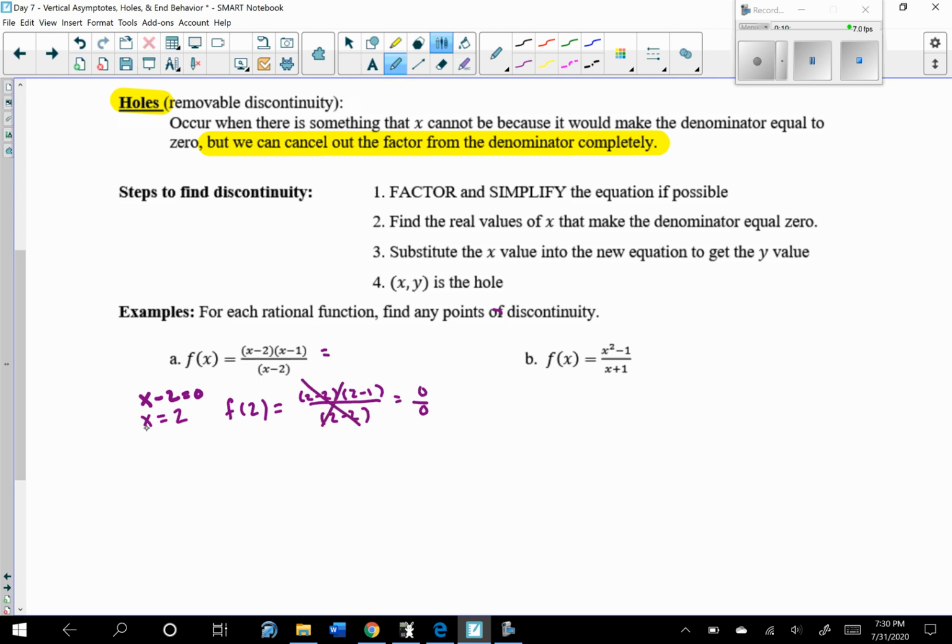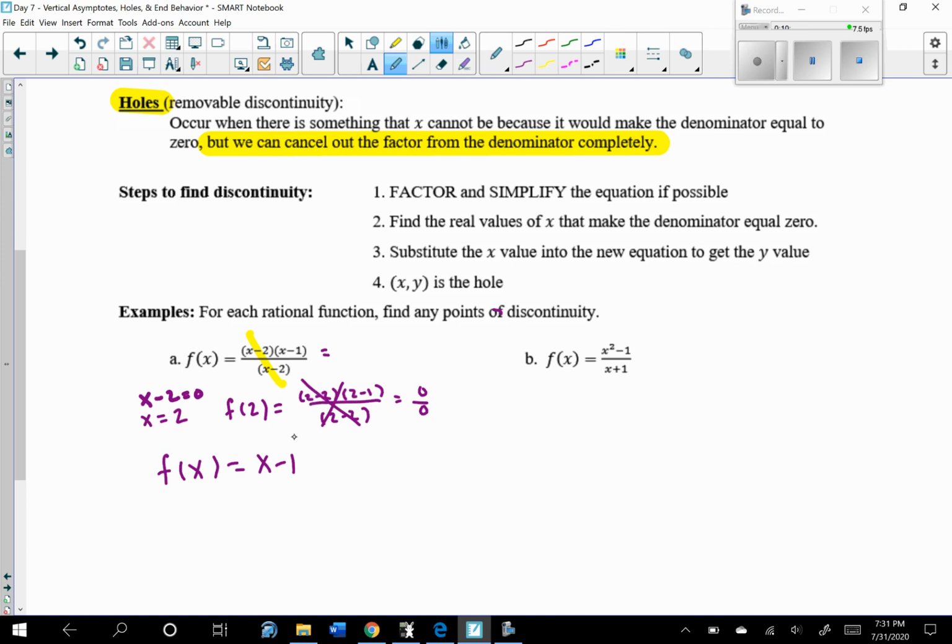So that's how we know this is an area concern. In the problem, this is different than a vertical asymptote because notice you have a common factor in the numerator. If I have a common factor and that factor cancels completely out of my denominator, I can rewrite my new equation. So the new equation would be f of x equals x minus 1.